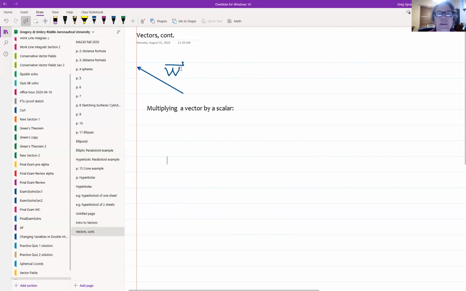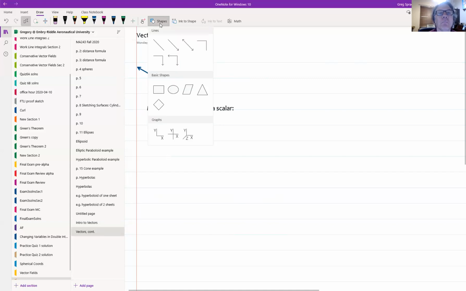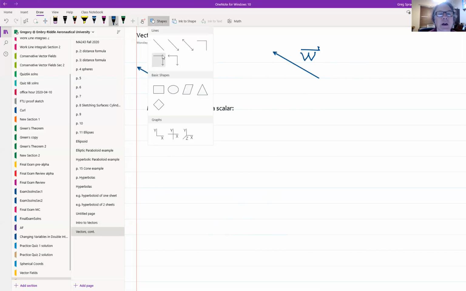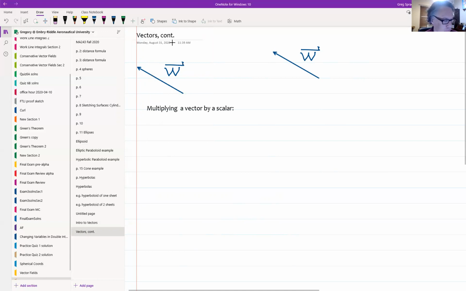I'm going to sketch a couple examples and then write a couple words about it. So that's the vector W, that blue vector. I'll draw a couple scalar multiples of W. Let's try 2W.